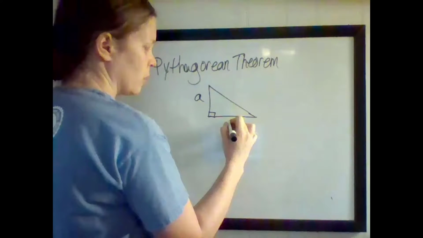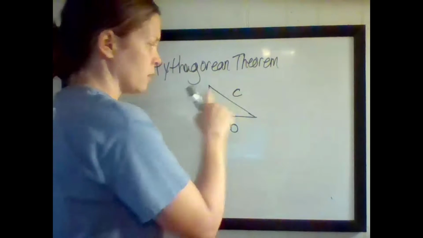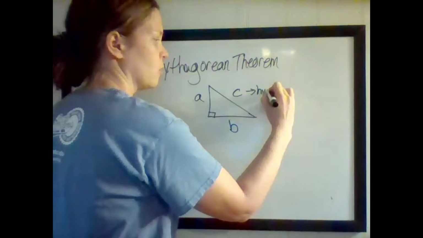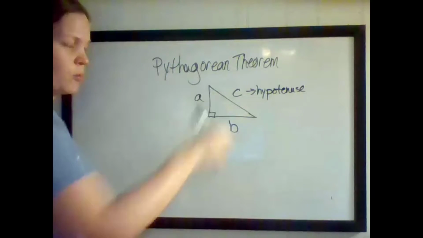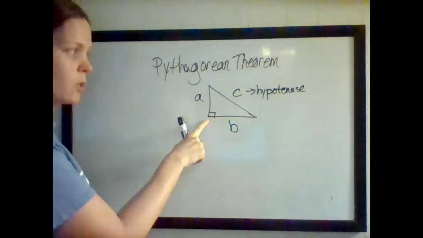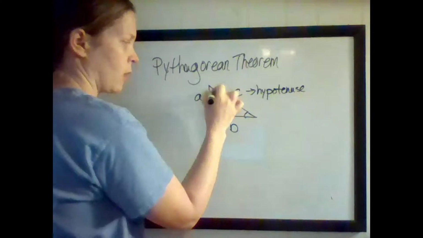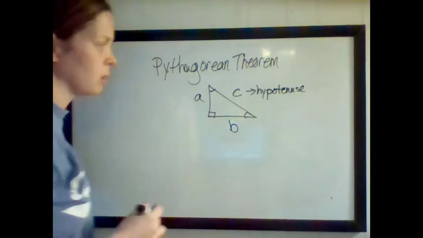So we always, to be consistent, label the sides A and B. And then this is called the hypotenuse. We always label that as C. So the hypotenuse is always the one across from 90 degrees, which means that it's always the longest, because these two angles would have to add up to 90. So they'd have to be less than 90.